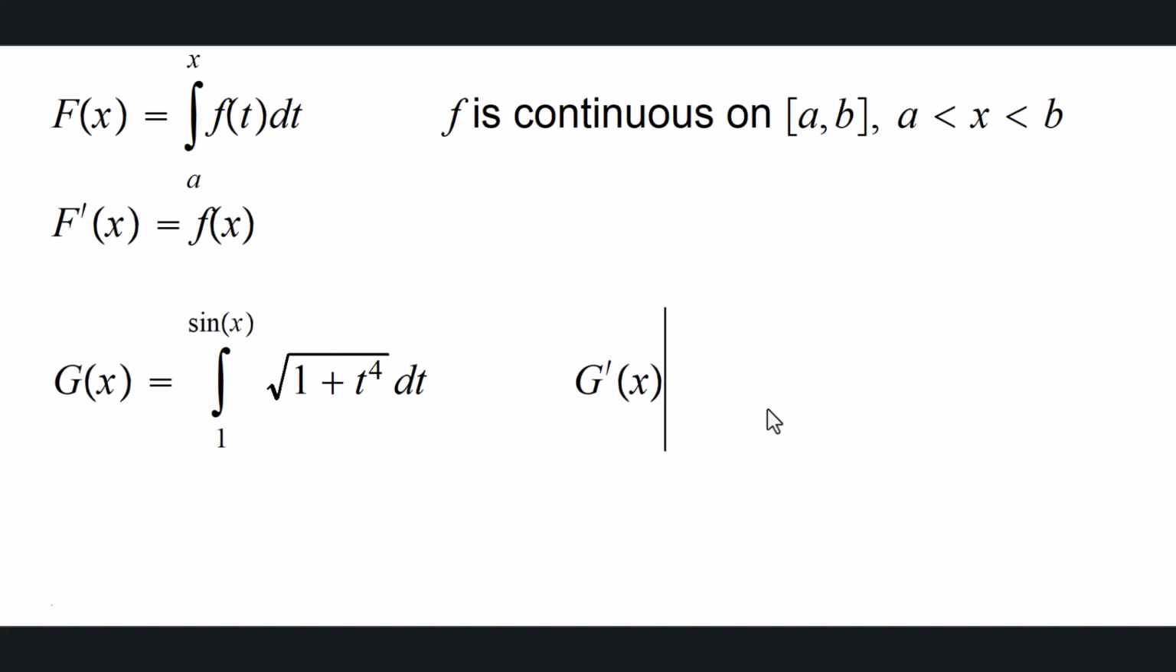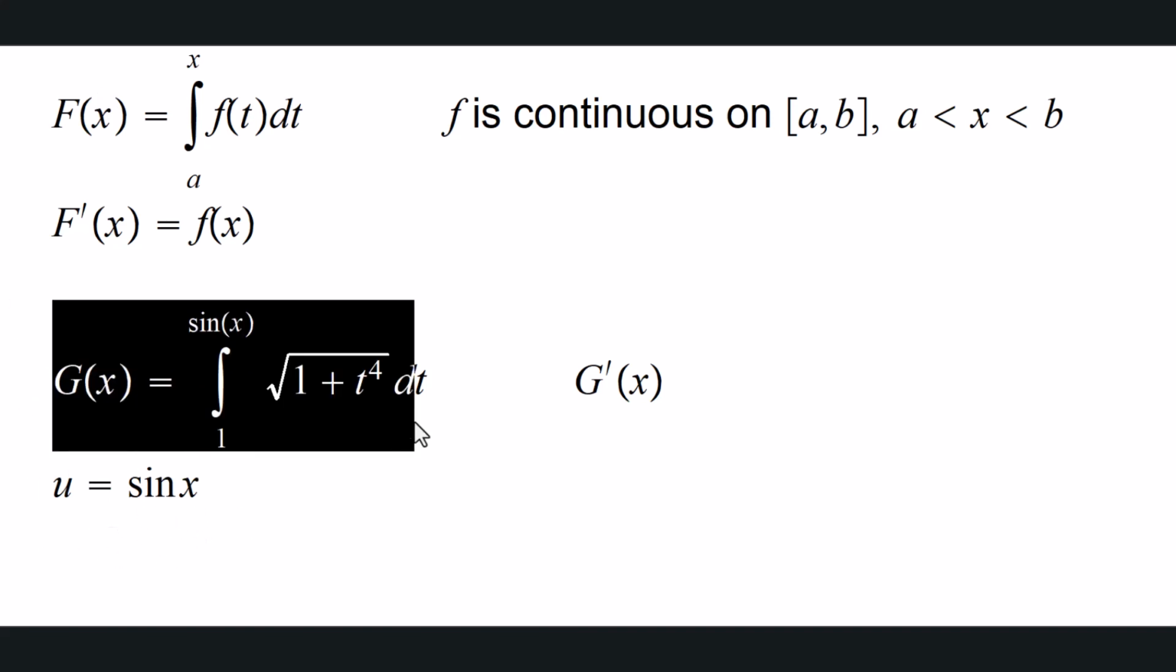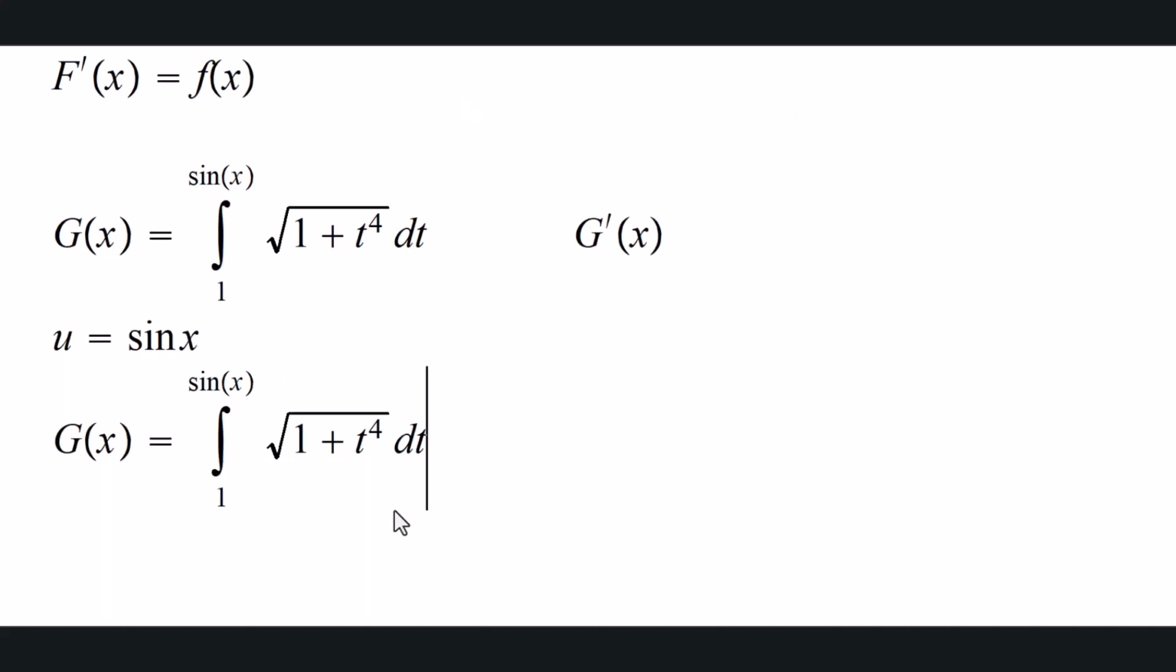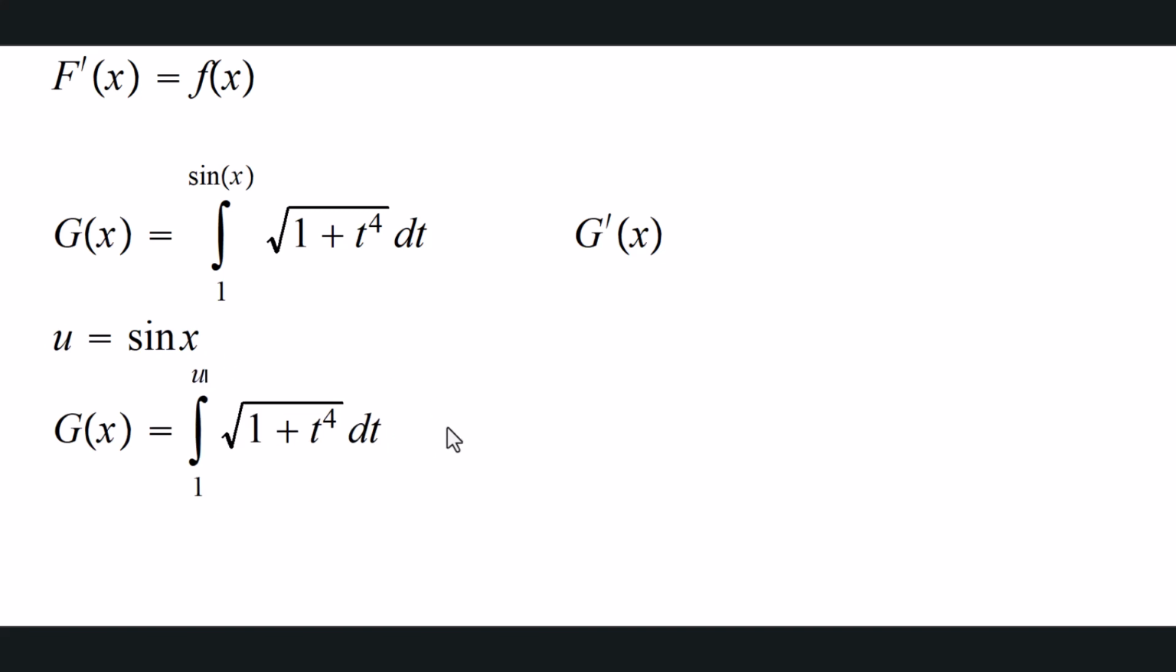So what we will do, just like we did using the chain rule before, is assume that u is sine of x. So now u is a differentiable function of x. What we have now is g of x as a function of u, and u is a function of x.